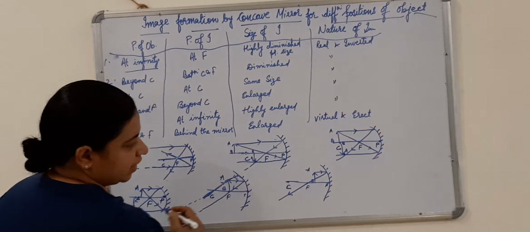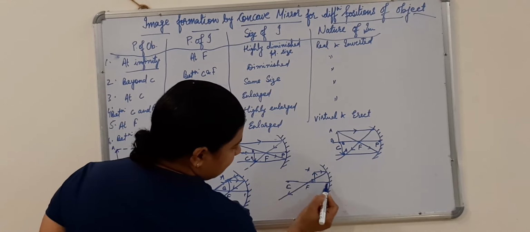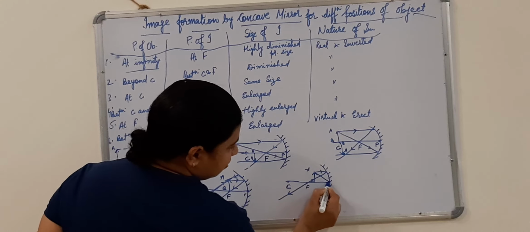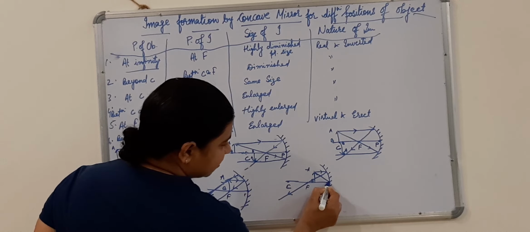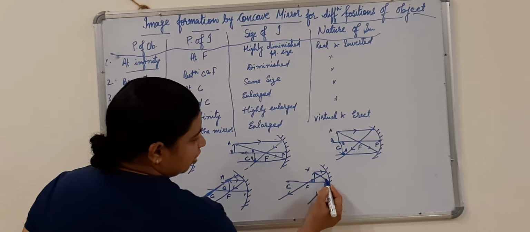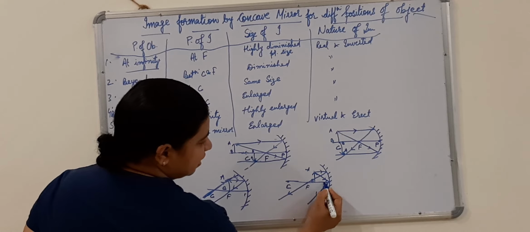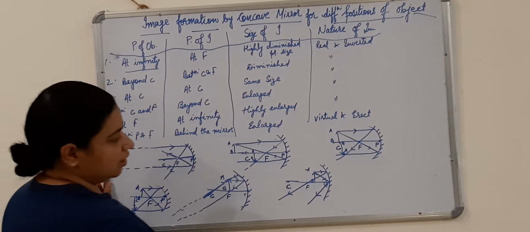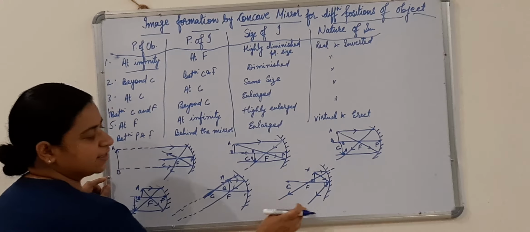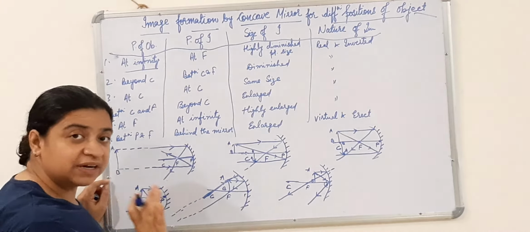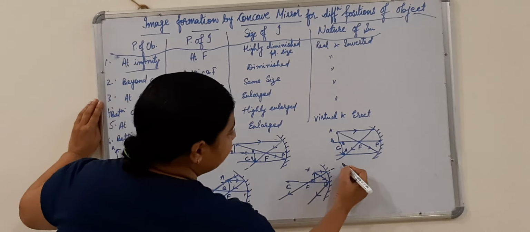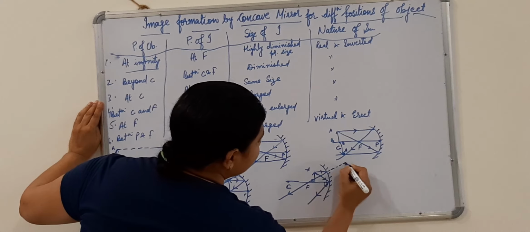Now any ray of light which is coming to the pole will, after reflection, make the same angle. You see, whatever angle was made here, the same angle is made here. Now when I extend, these two light rays are not intersecting anywhere, not even at infinity. Now what I have to do is retrace the path of the reflected rays.